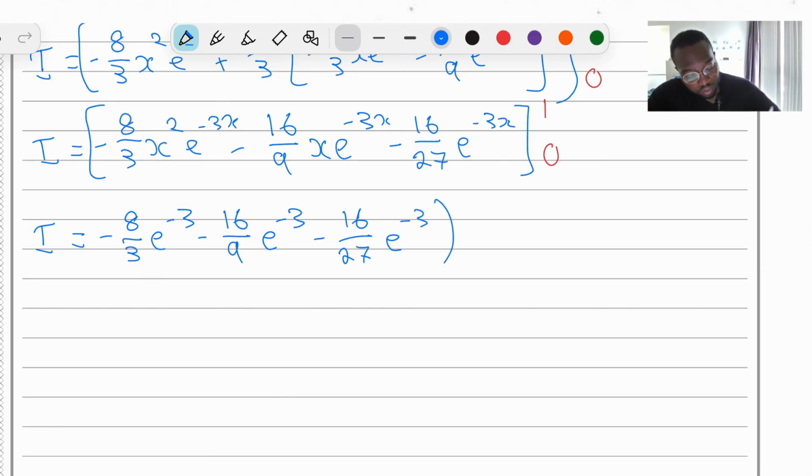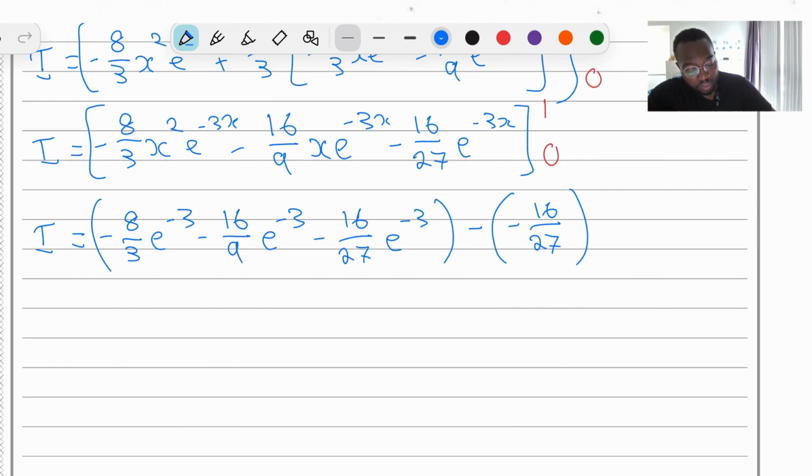Okay, so that is 1. And then for 0, well, we have an x squared, so that whole thing would be 0 there. Then we have the x, so that's another times 0, so that cancels out. And we are just left with a minus 16 over 27 e to the 0, which is just 1, so we don't even have that. That's just a minus 16 over 27.